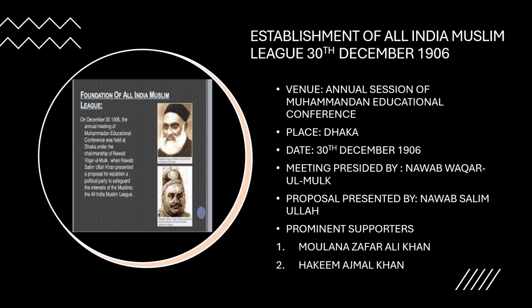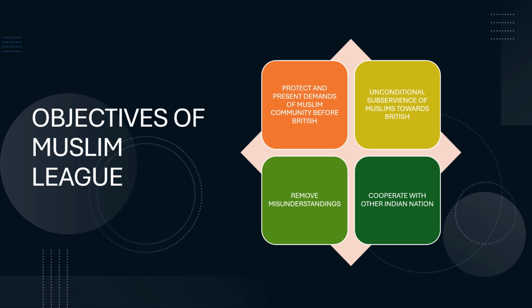Proposals were presented by Nawab Salimullah, and prominent supporters of this suggestion were Maulana Zafar Ali Khan and Hakim Ajmal Khan. And it was approved, and the Muslim League came into being. Let's look at the objectives of the Muslim League.